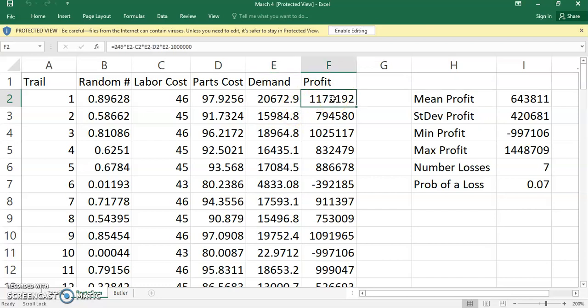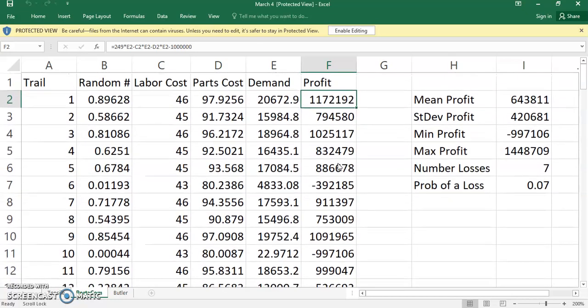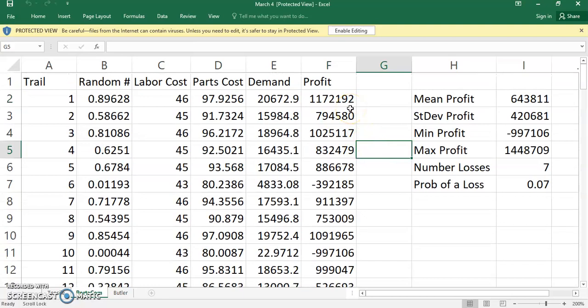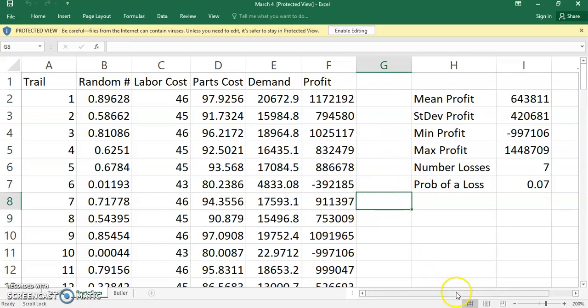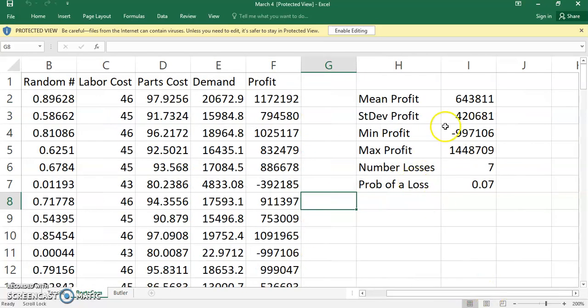And then once I got that, I did that profit equation. So the profit equation was $249 times my demand, minus the labor cost times the demand, minus parts cost times the demand, and then minus that $1 million in advertising and admin costs. And that gives me profits. So what we've done is we figured out 100 likely scenarios for this company. I mean, all of these could happen based on the information that we've been given, and that's what's in column F.